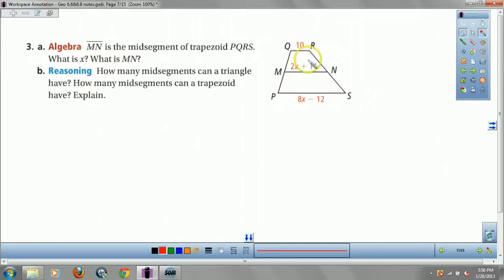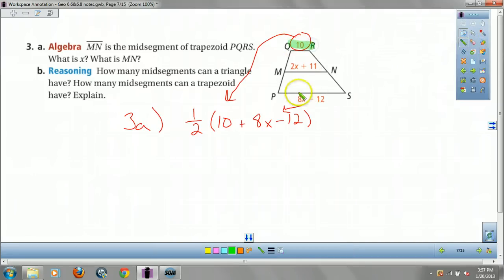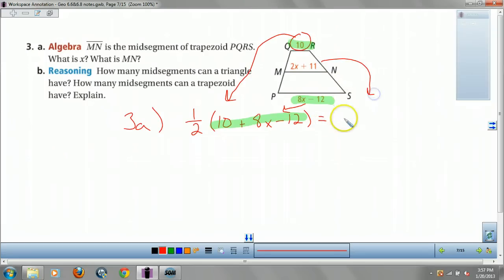So now this one. What is MN and what is x? Okay. So 3A, I'm going to do 1/2 times 10 plus 8x minus 12. That's where the 10 came from. That's where the 8x minus 12 came from. Okay? Because the average of these two sides is equal to your mid-segment.